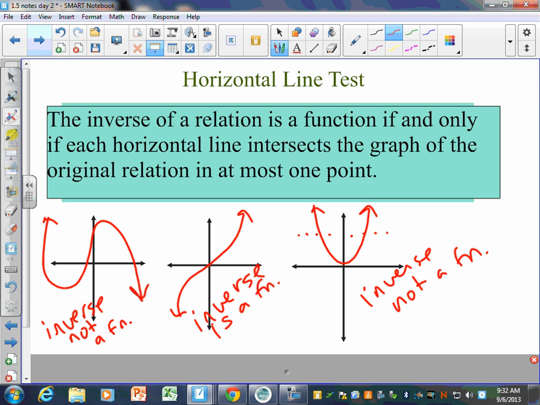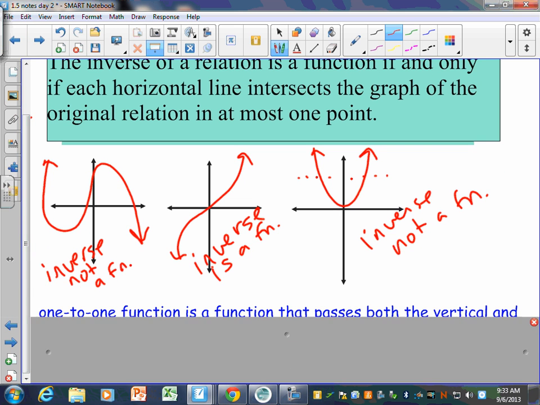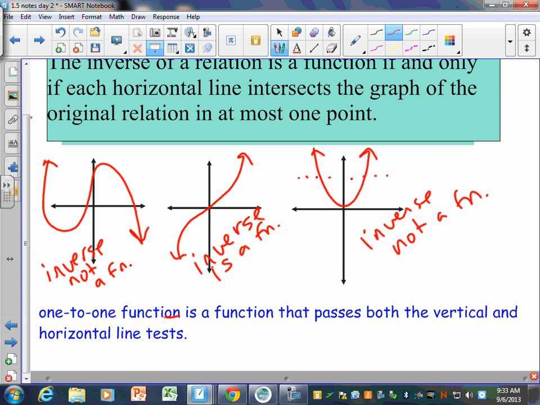All right, horizontal line test. You learned about this word last year too, very early on. You might have forgotten already. But a one-to-one function is a function that passes both the vertical line test and the horizontal line test. So think about that: it means none of the x's ever repeat themselves. That's what makes it pass the vertical line test as a function. And none of the y's repeat themselves. That's what makes it pass the horizontal line test. One-to-one.